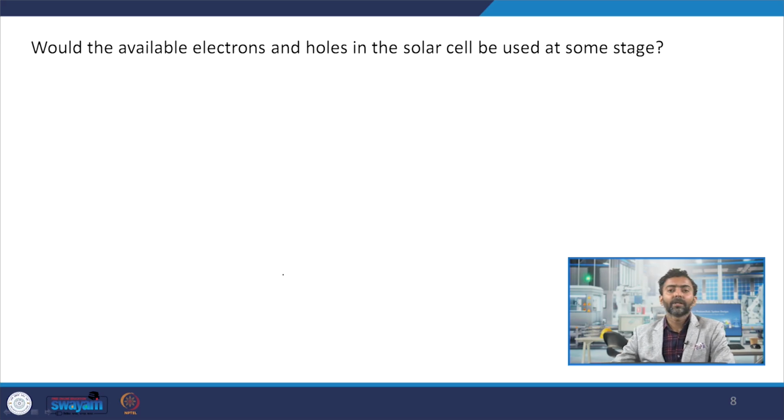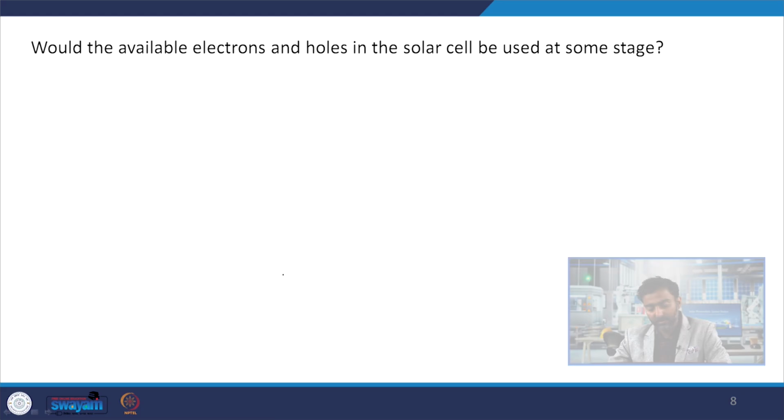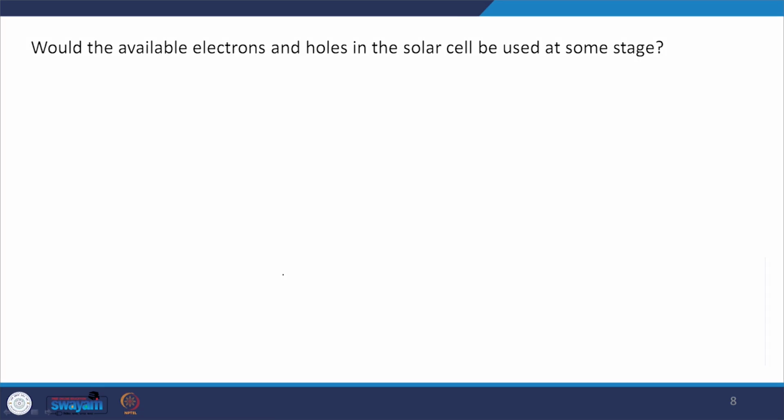We talked about so many electron hole pairs being created at different depths of the solar cell, some of them recombining back within the solar cell, some of them traveling to the external circuit and contributing to the photocurrent or output of the solar cell. So, before I go to the next topic, I would like to ask you this question. Would the available electrons and holes in the solar cell be used up at some stage? Because you are continuously absorbing photons, creating electron hole pairs, splitting them apart, pulling the electrons and holes to different sides of the solar cell, and then sending them out of the solar cell.